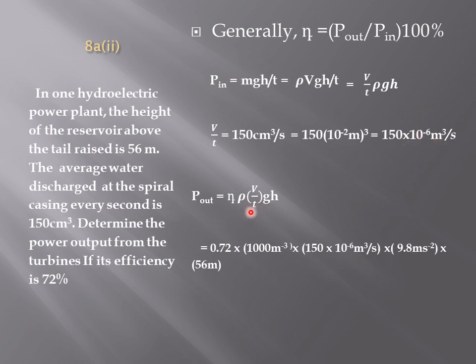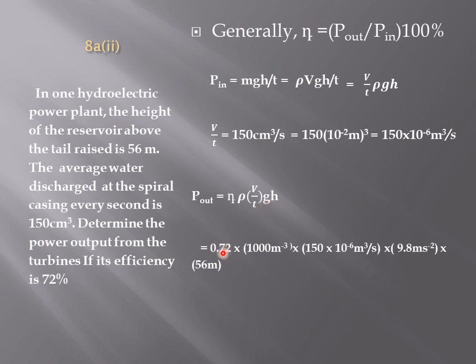Now, if we rearrange this equation so that we have power output, because in the place of power input, we have already substituted V on T, all of it multiplied by rho gh. V on T, volume on time multiplied by rho gh has been substituted in the place of power input. So if we work out the power output, we're going to have the efficiency times density times the rate of volume flow with time times gravity and height.